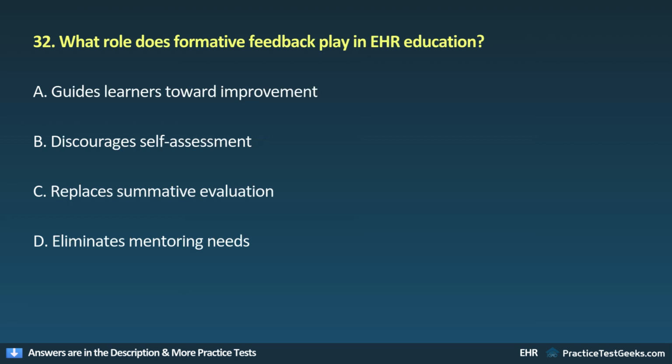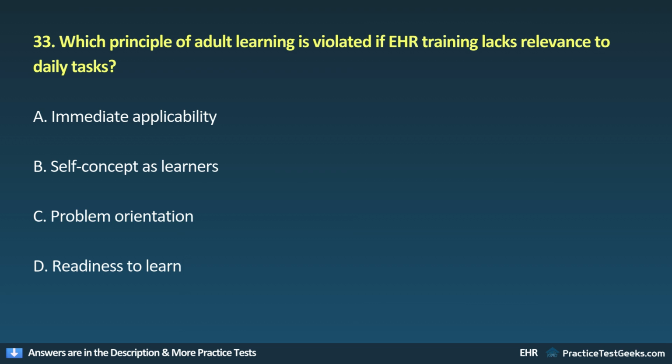32. What role does formative feedback play in EHR education? A. Guides learners toward improvement. B. Discourages self-assessment. C. Replaces summative evaluation. D. Eliminates mentoring needs.